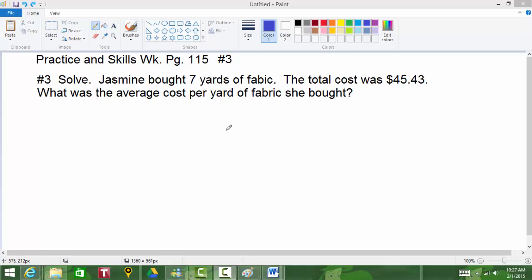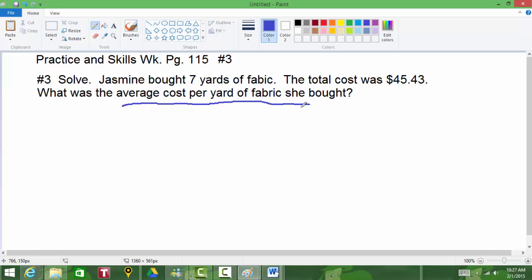So let's take a look at the very last part right here. It says the average cost per yard of fabric. So cost, so that would be money per yard. And remember that we can write that as a fraction. So we can write that as money over yards.